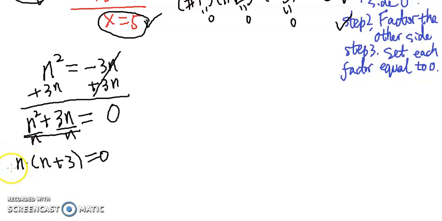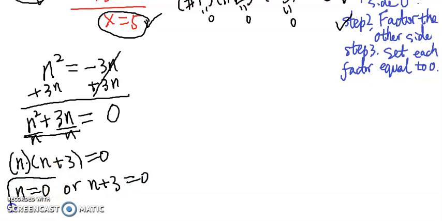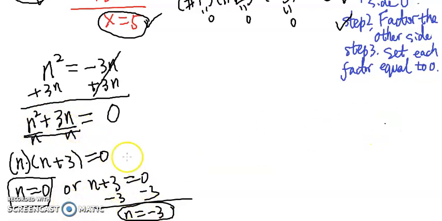Set each of them equal to 0. So this is like the first number. This is the second number, n plus 3. So it's either the first is 0 or the second is 0. If the first is 0, we're done, nothing to do. The second is 0, we have to subtract 3 from both sides to get n equals negative 3. And similarly, you can plug both numbers in there to check, to verify they are both correct answers.